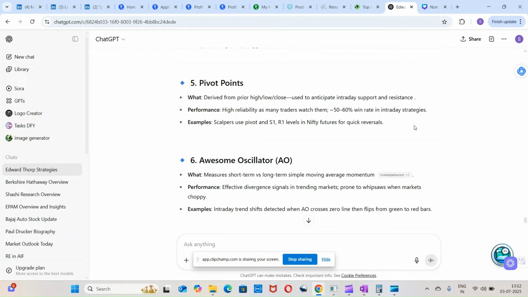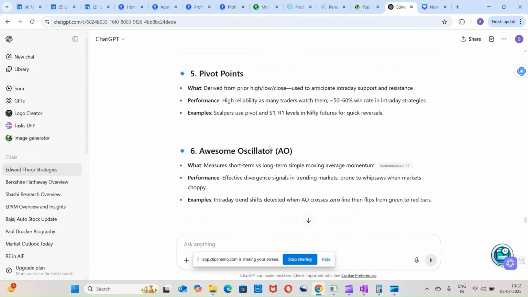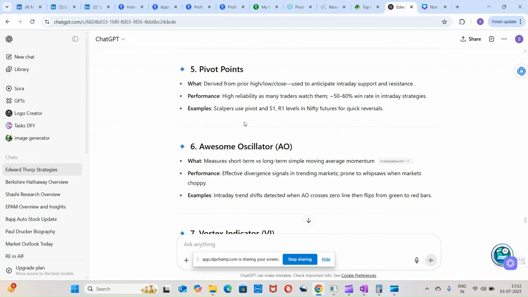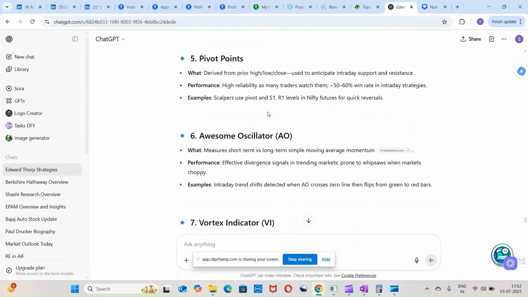Scalpers use pivot and S1 and R1 levels in Nifty futures for quick reversals. And with Camarilla pivots, you can use S3 and R3 also for trading reversals. Scalpers use these pivot points a lot, and the win ratio is around 60%. This works across time frames. That's a good thing about pivot points.